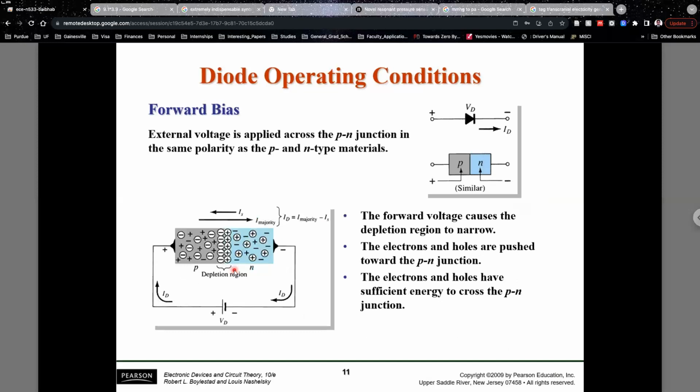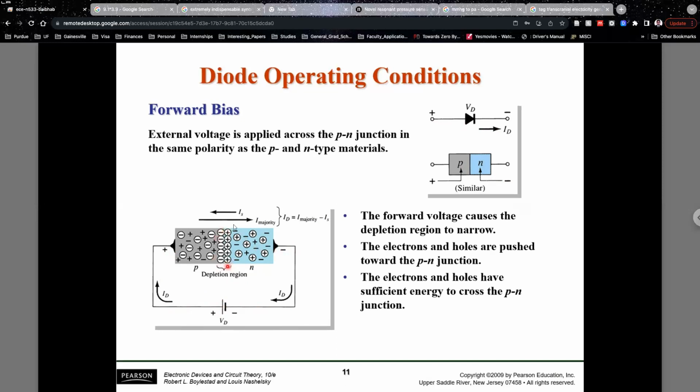Okay. If this is clear, then it is very easy to understand the forward bias condition. In the forward bias condition, you apply positive voltage to the P side and negative voltage to the N side, and you're trying to make current flow from left to right. Correct? So you apply the positive terminal of the battery to the P type, and the negative terminal of the battery to the N type.